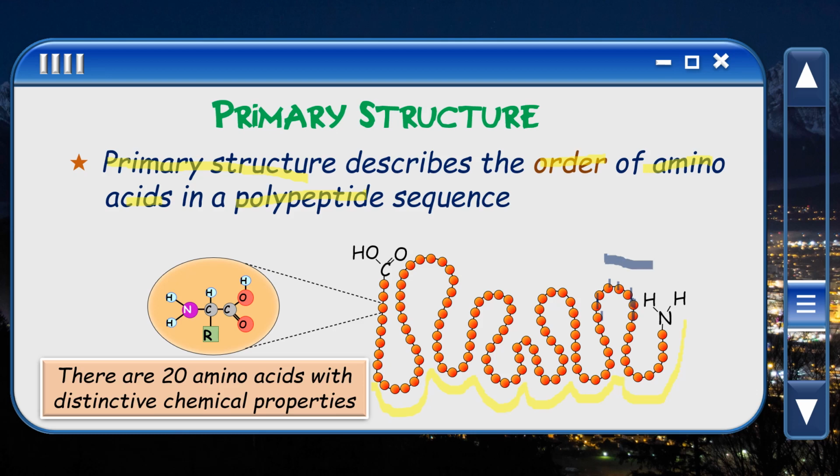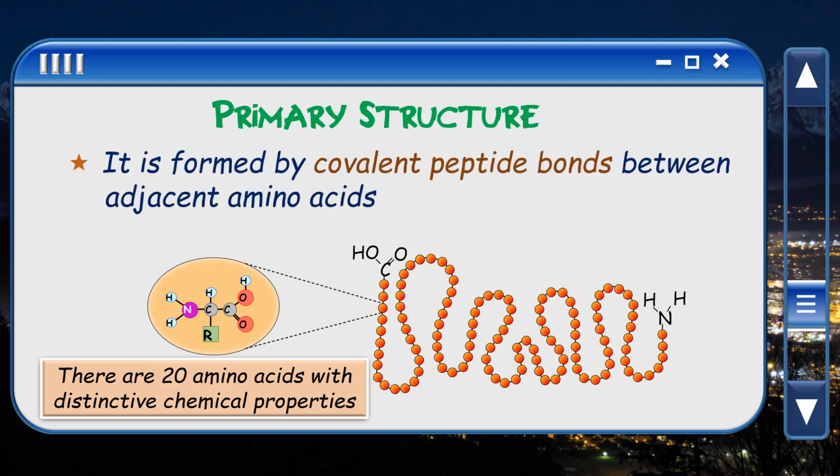This is a polypeptide, and it is made up of amino acids arranged together. There are 20 amino acids with distinctive chemical properties in all living organisms. It is formed by covalent peptide bonds between adjacent amino acids. We have already talked about that.